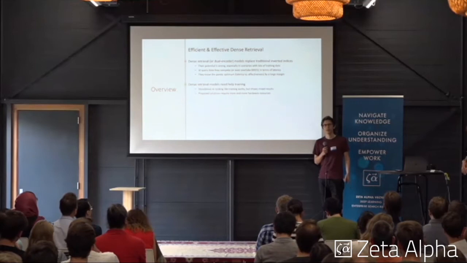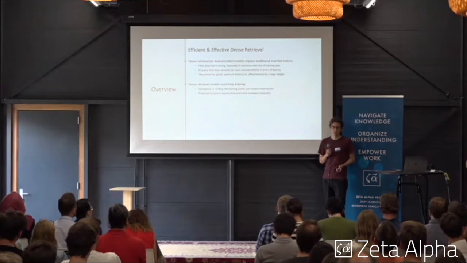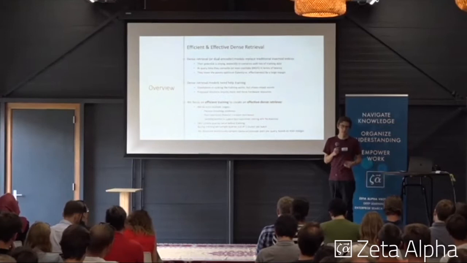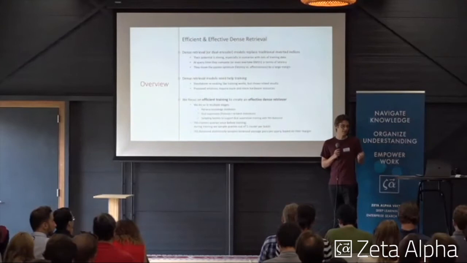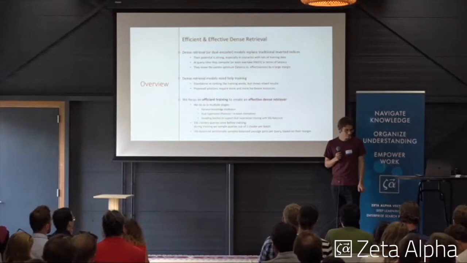Various approaches have been proposed in the last year or so, and many of them require more and more hardware resources to conduct the training. We went in a bit of a different direction. We focused on efficient training methods that can be done on modest university hardware to create an effective dense retrieval model. And we do so in multiple stages. We utilize knowledge distillation from two different teacher models, and we created a sampling strategy for batches called topic-aware sampling that composes batches to help the training.